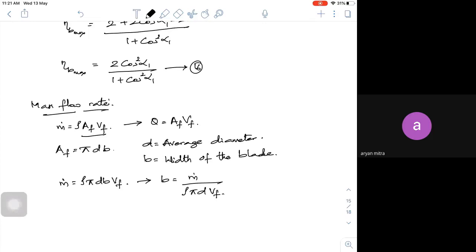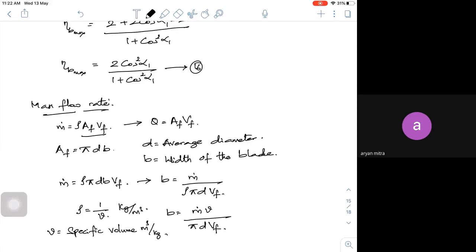Also, we know that density is equal to 1 upon the specific volume, because this is steam. I can write the same B as mass flow rate into specific volume divided by pi into D into the velocity of flow, where small v is the specific volume in meter cube per kg, and density is in kg per meter cube. This will be helpful when you are solving the numericals.